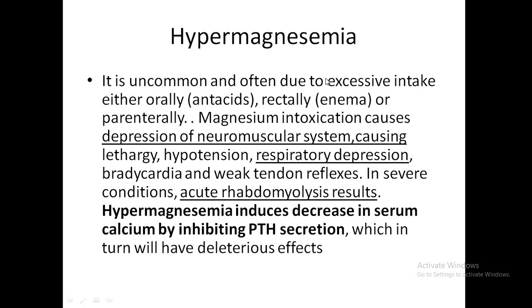Hypermagnesemia, on the other hand, is uncommon and often due to excessive intake. And magnesium intoxication causes depression of neuromuscular system, causing lethargy, hypotension, and also it causes respiratory depression. And it will result in bradycardia and weak tendon reflexes. In severe cases, acute rhabdomyolysis could result. And hypermagnesemia also causes decrease in serum calcium by inhibiting PTH secretion, which in turn will have deleterious effects.